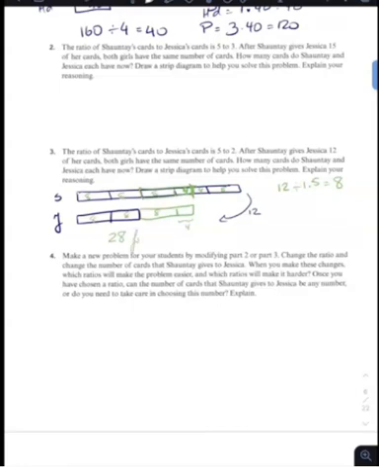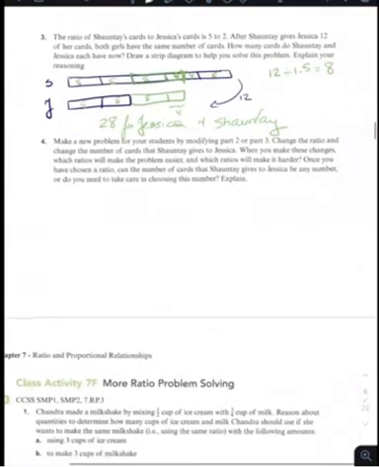Jessica. Okay, and for Shantae, we have, well, 28 as well. Okay, and again, take a minute to finish up writing out question 3, and then I would like you to work on question 4.